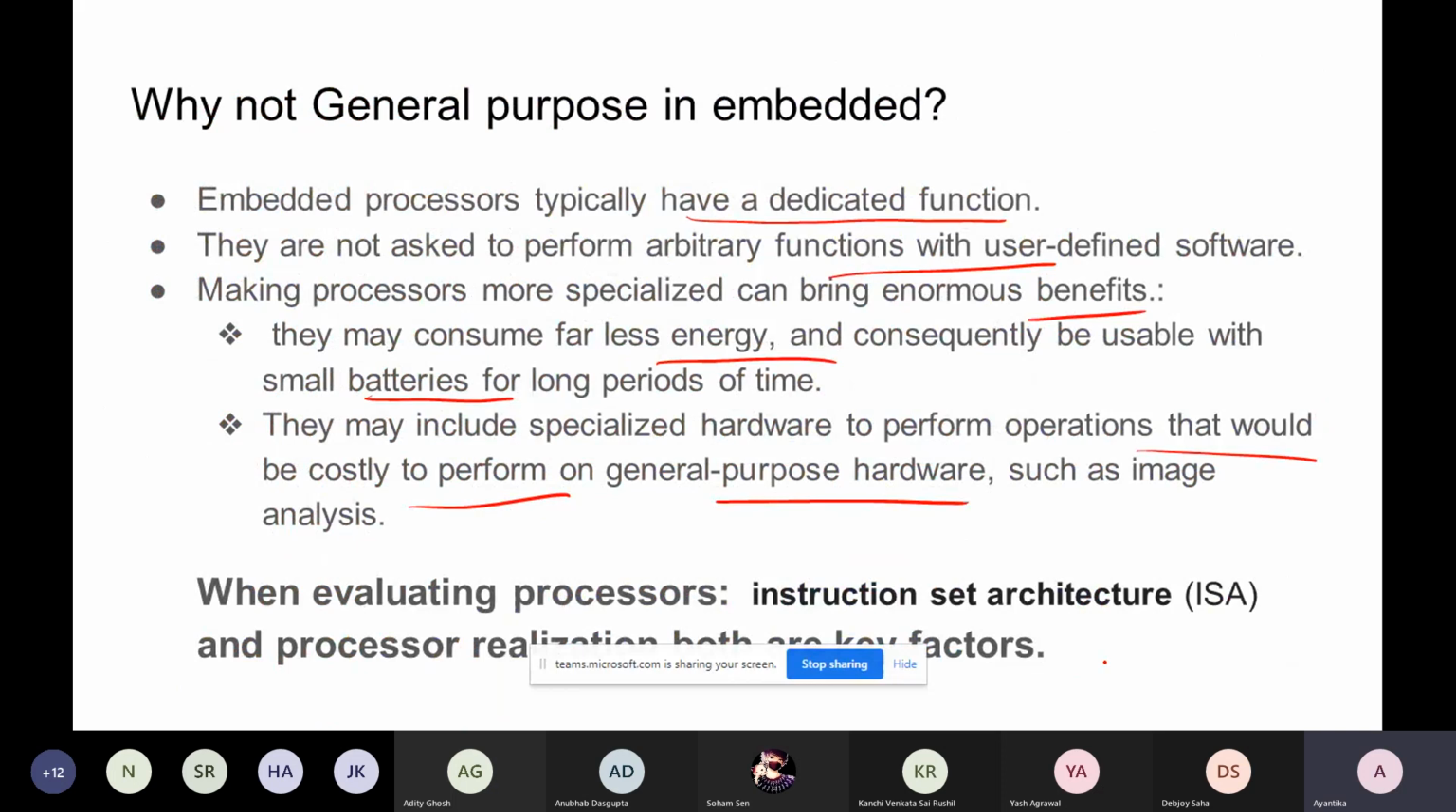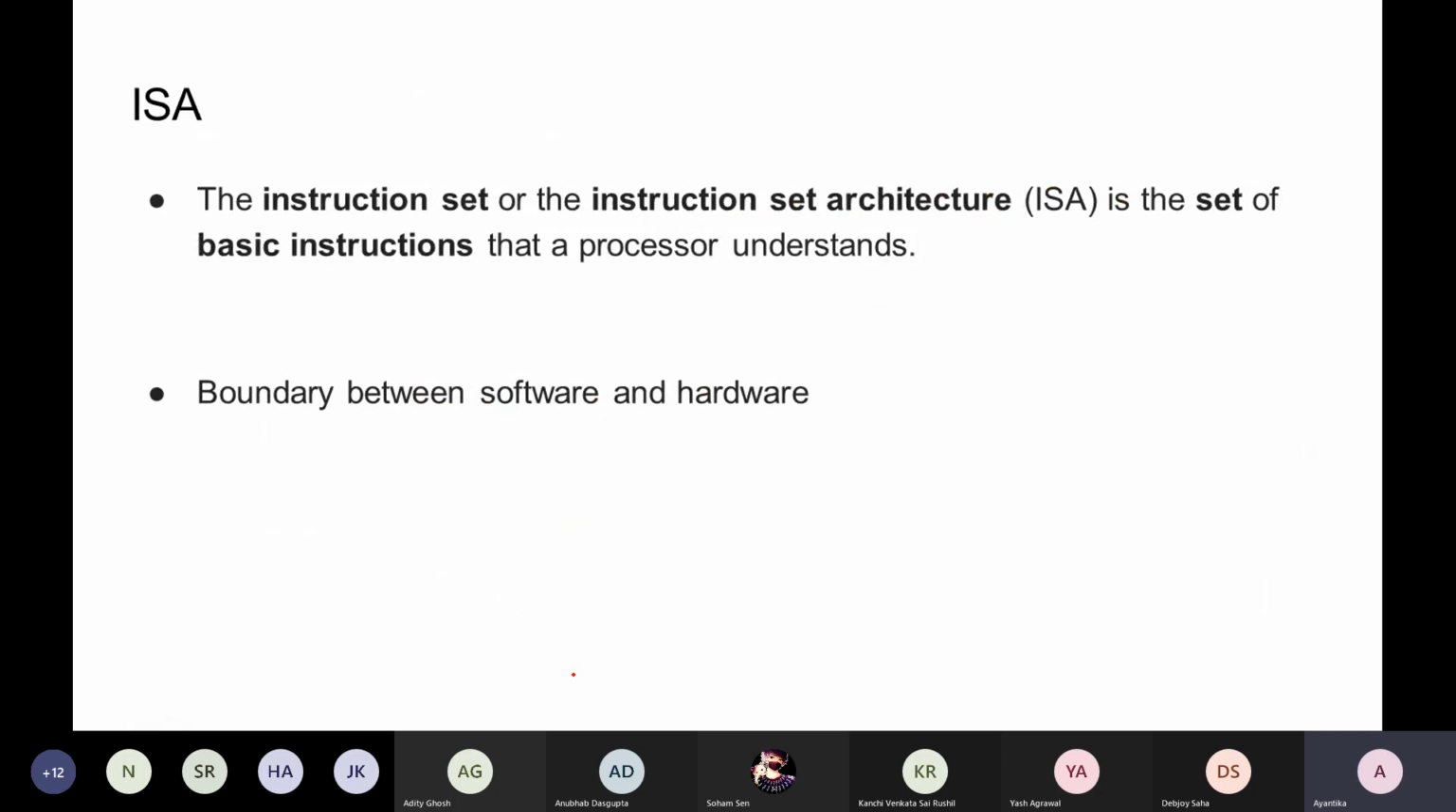The key idea is that whenever we are evaluating any processor, there are two things we have to keep in mind. One we have already discussed: the instruction set architecture and the processor realization. First we go to the instruction set architecture, then we will come to the processor realization.